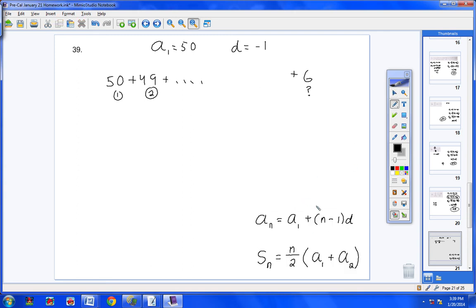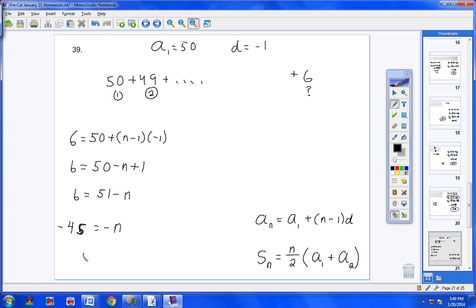So using my nth term formula, I can find out what term number this is. So watch carefully. For a subscript n, I'm going to put a 6. For a subscript 1, I'm going to put 50. Plus, now I'm trying to find n, so I'm going to put n minus 1, and my common difference is negative 1. So I have 6 equals 50. Negative 1 times n is negative n. Negative 1 times negative 1 would be a positive 1. Combine your two terms and you have 6 equals 51 minus n. Now bring your 51 over and make it negative, and you would have negative 45 equals a negative n, and so 45 equals n.